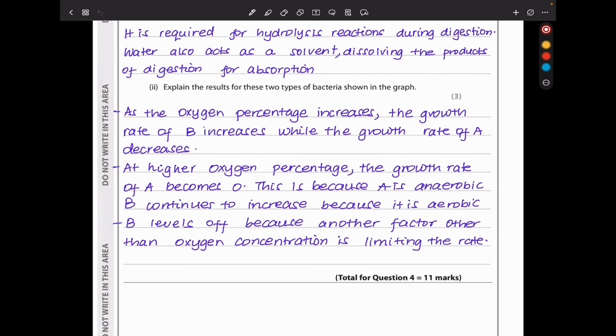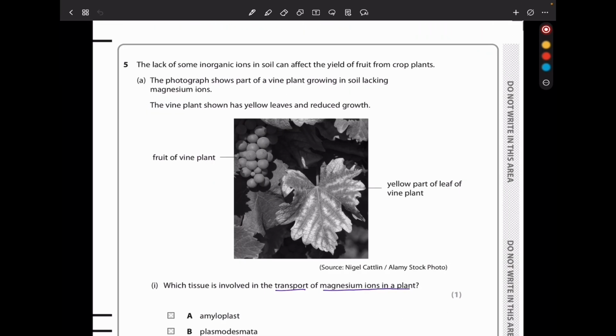So this brings us to the end of question 4. Let's continue to question 5. In question 5, the lack of some inorganic ions in soil can affect the yield of fruit from crop plants. The photograph shows part of a vine plant growing in soil lacking magnesium ions.